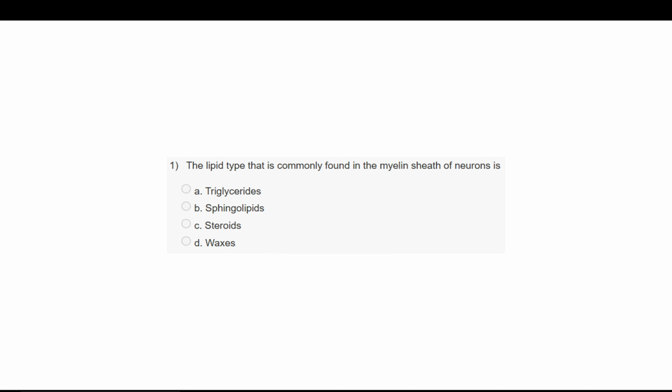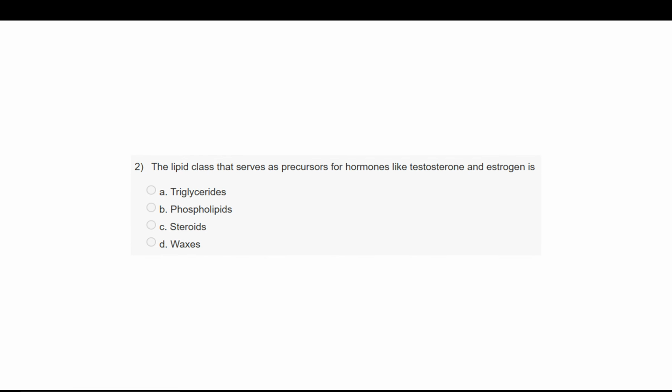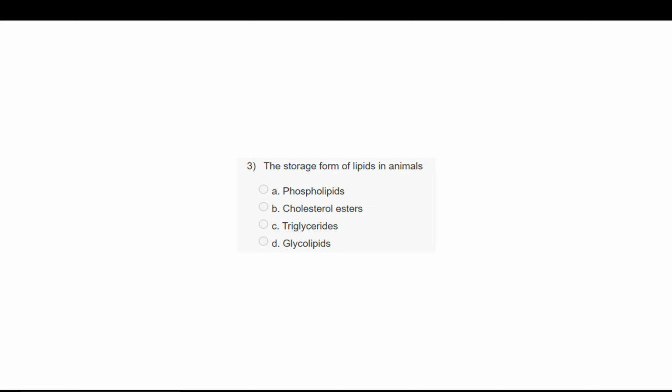So the first question is, the lipid type that is commonly found in myelin sheath of the neurons, which is something that we just discussed, is sphingolipids. Lipid class that serve as precursors for hormones like testosterone and estrogen: triglyceride, phospholipids, steroids or waxes. The answer is steroids. Storage form of lipids in animals is phospholipids, cholesterol esters, triglycerides or glycolipids. The answer is triglycerides.